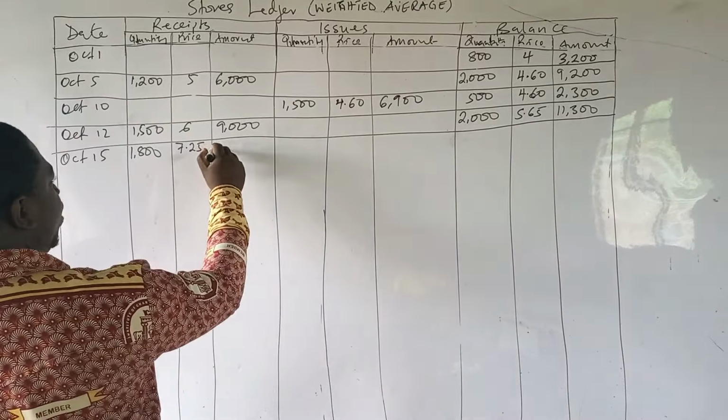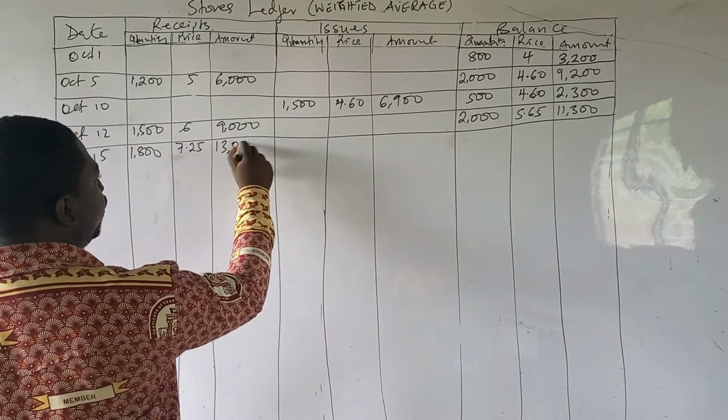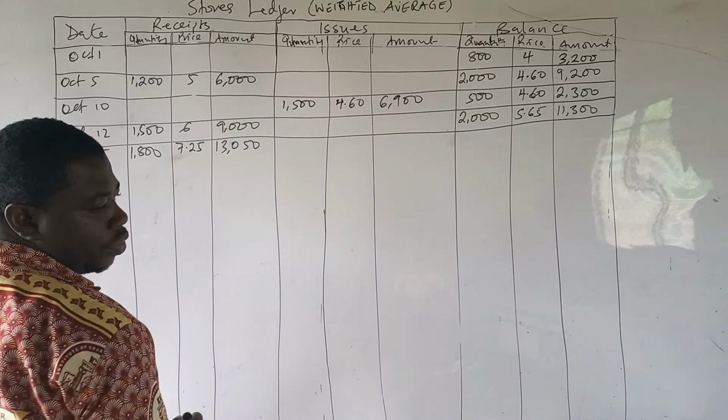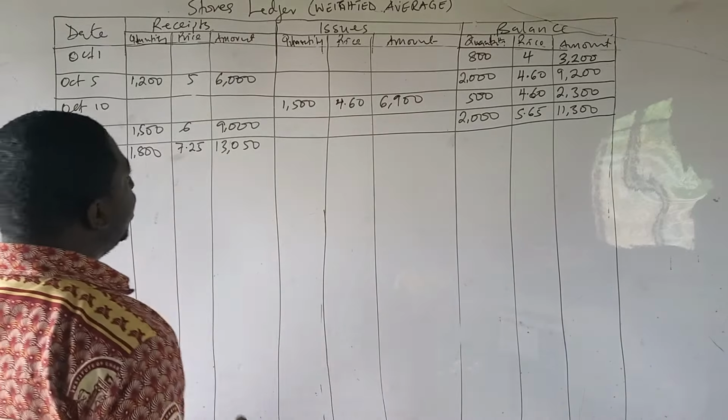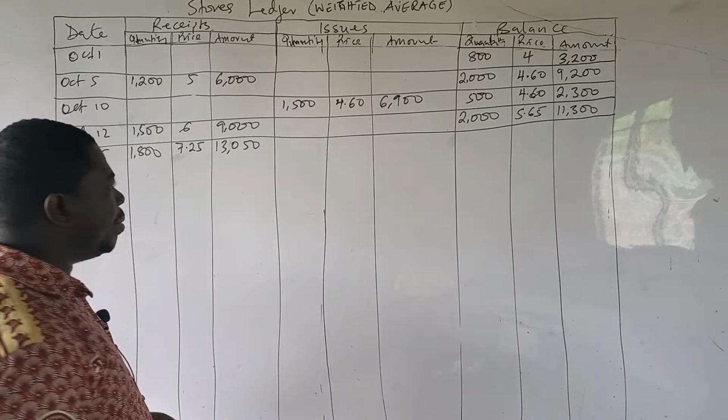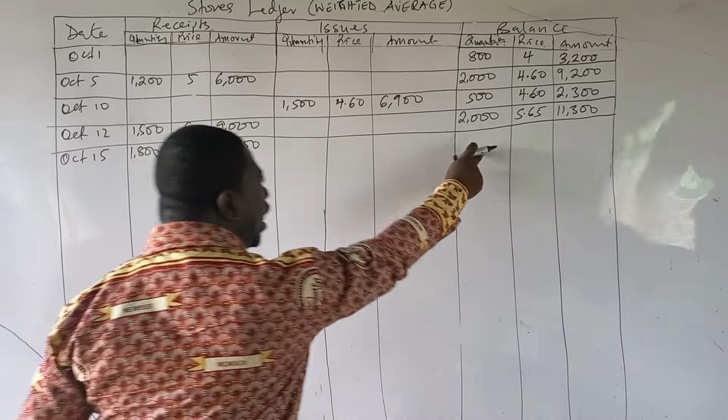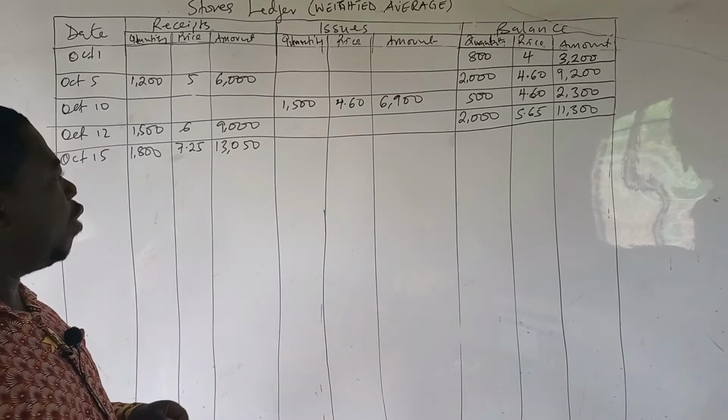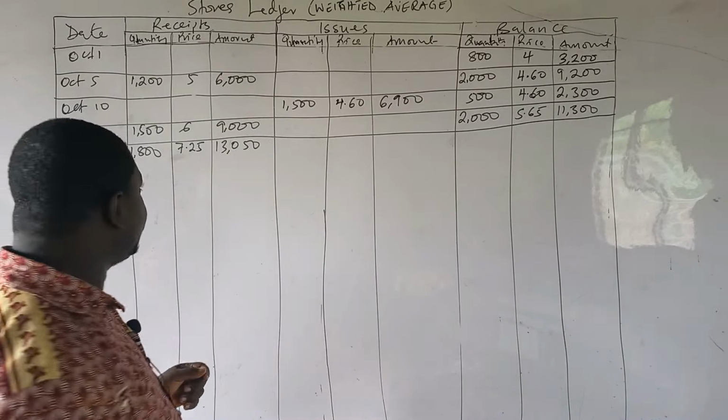And when you multiply, you have 13,050. So that is going to be the purchase that we made. Now, we go to the balance to update the balance. When we are updating the balance, remember what I have taught you.